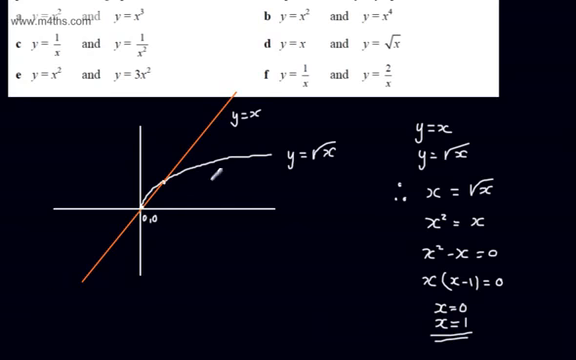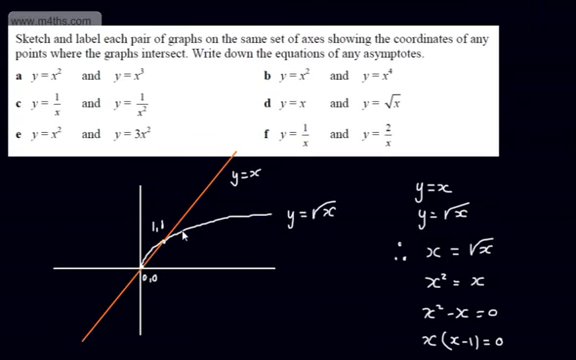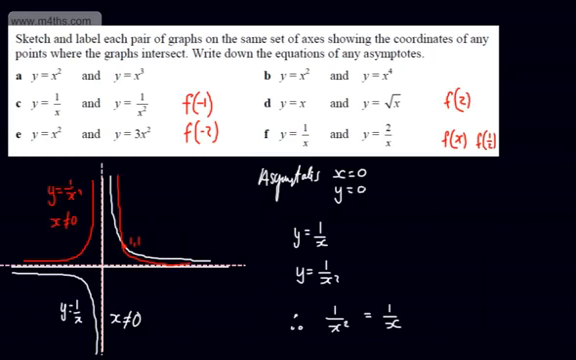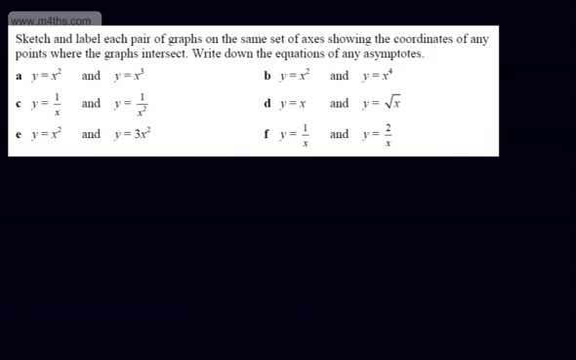So we've got this point just here, so that's going to be 1, 1, and then we've got 0, 0. So nice and straightforward, nice and logical, and we end up now with y is equal to x and y is equal to the root of x. So on this particular one, we don't need any asymptotes either. The only one that we needed the asymptotes on was the reciprocal graph. Okay, let's look at some more examples.